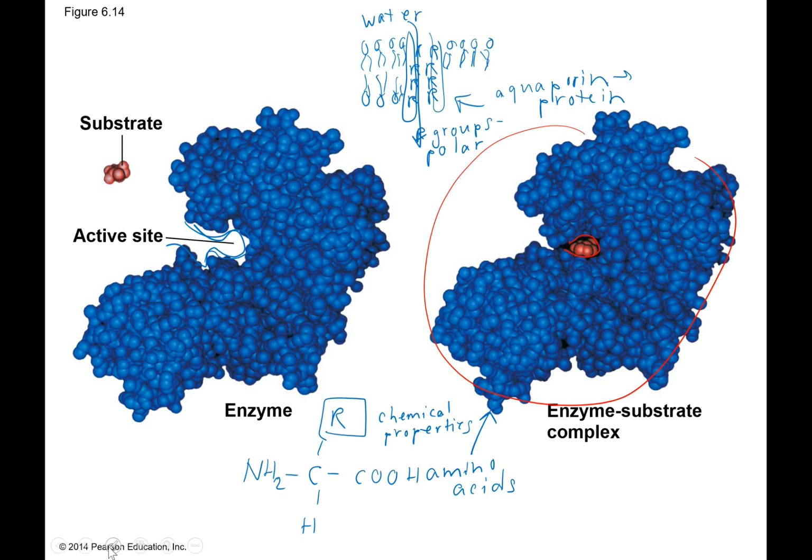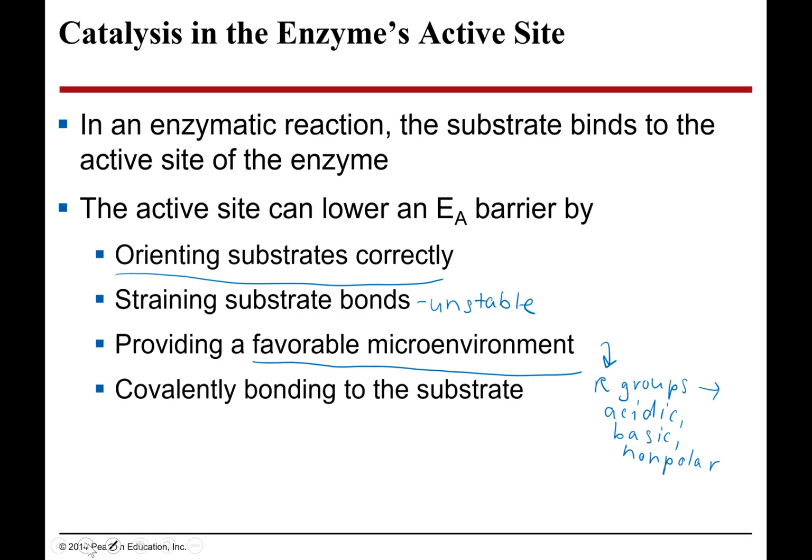Similar idea with enzymes and substrates, right? But we'll talk about that more when we get to the next unit. But that's what's happening here with how the enzyme is able to attract that certain substrate to that area. And then covalently bonding to the substrate, that makes sense, right? It forms those chemical bonds.